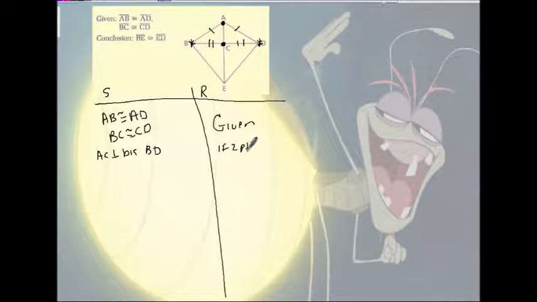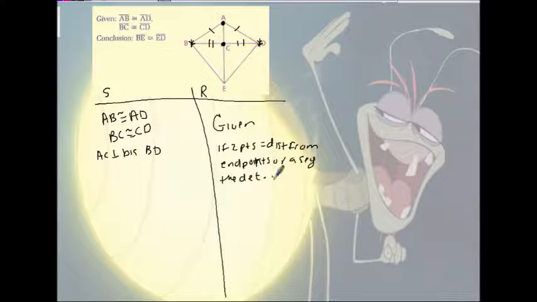If 2 points are equidistant from the endpoints of a segment, they determine the perpendicular bisector. Okay, next, since we have AC, which goes all the way through and hits E in the process as well, E is a point on my perpendicular bisector.